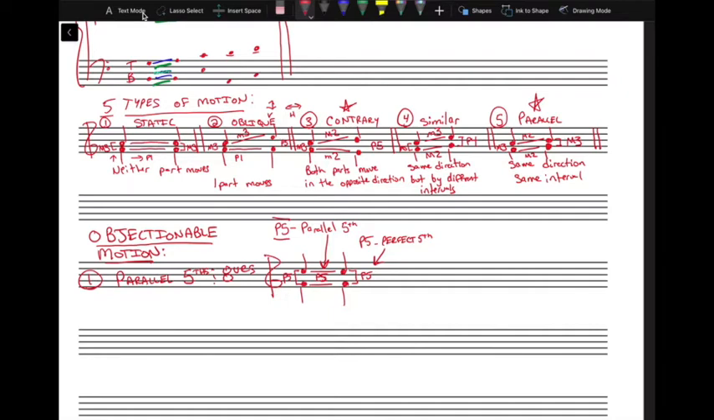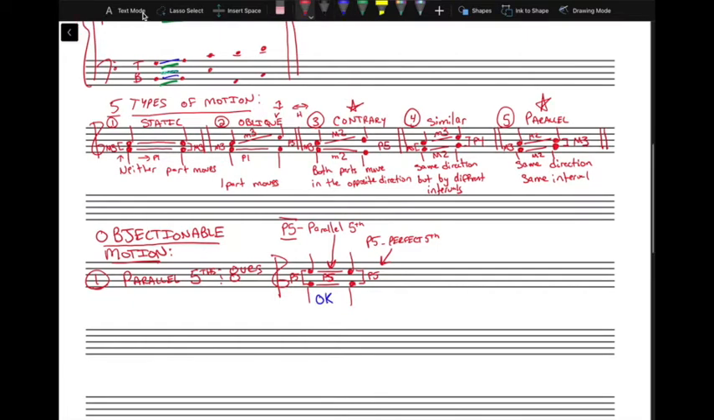But this is okay if it's in the same chord. So that's a 1 chord, that's a 1/6. It's okay if the chord stays the same.